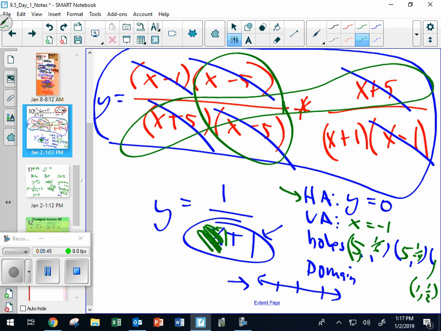Yes, sir. Uh-oh. Yep. You're right. Should be -5. Okay, and now the domain. The domain is everything works except those three things. 5, -5, and a 1. So I would like to do it this way.